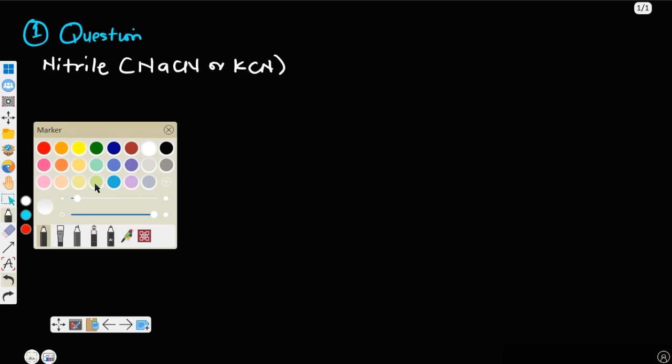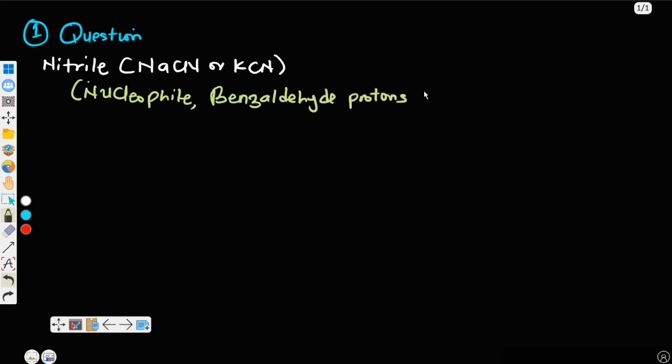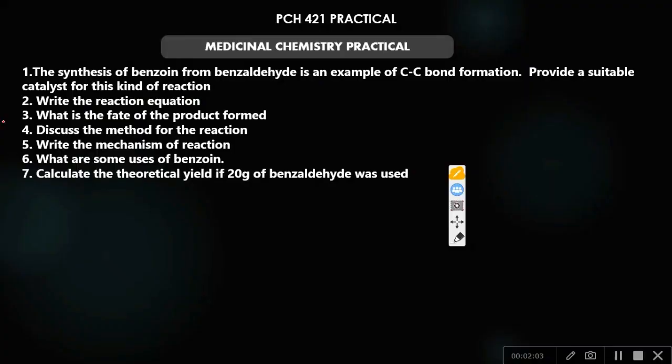Now, I've said earlier that these cyanides are nucleophiles. And then what is their function there? They make the benzaldehyde protons more acidic. Is that okay?